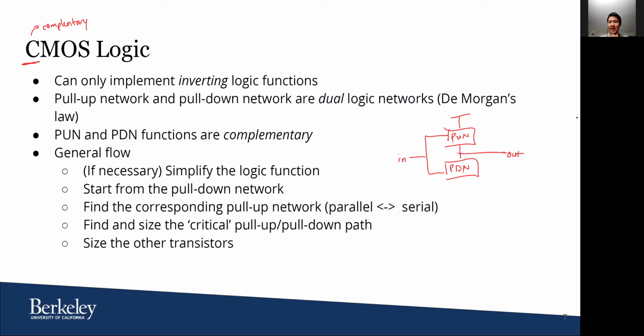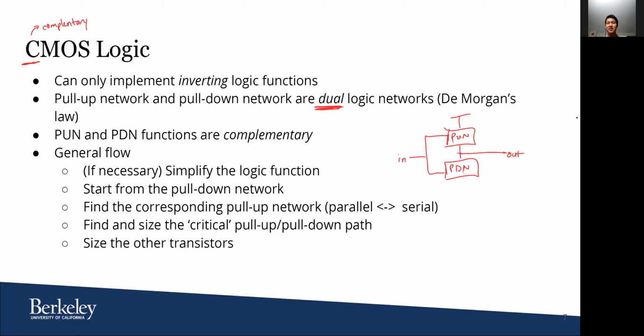All right, and the key to designing the pull-up and pull-down network in a CMOS gate is the fact that they are dual. And dual means that you can translate from one to the other using De Morgan's law. All right. So in order to build the schematic of a CMOS logic gate, this would be a general flow for how you would do it.